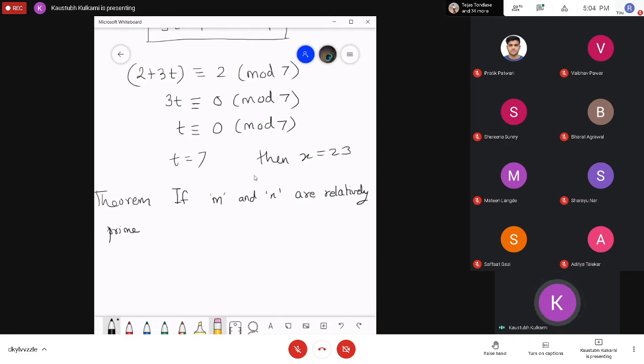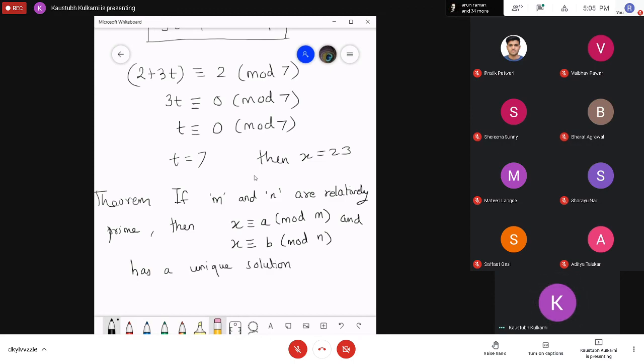So if m and n are relatively prime, then x is congruent to a mod m and x is congruent to b mod n has a unique solution mod mn. This is the theorem.